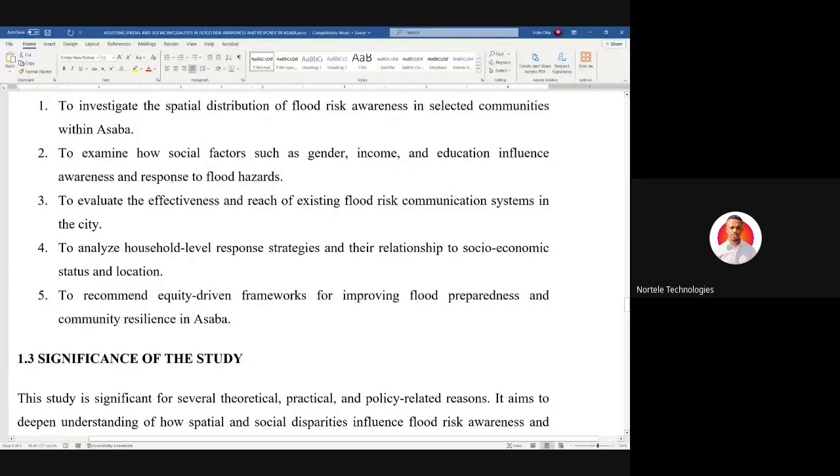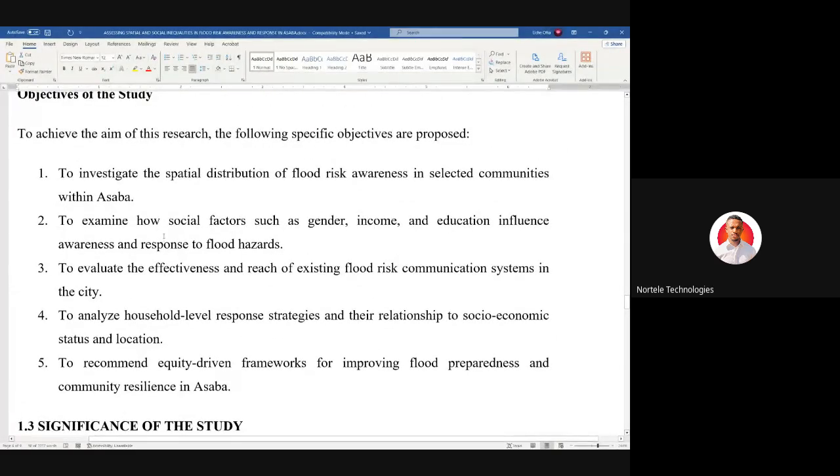Now from there we go to flood hazards, which is still in line with flood risk awareness. Essentially, all your objectives must come from your variables directly, so that whatever you're doing, especially in your conceptual review, you can derive the different variables directly from the objectives and discuss them in your conceptual review. From there, you can generate your conceptual framework.